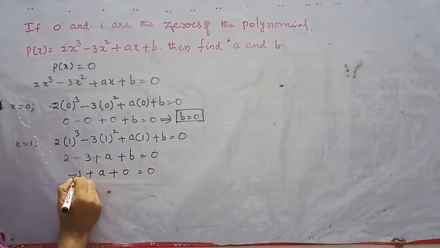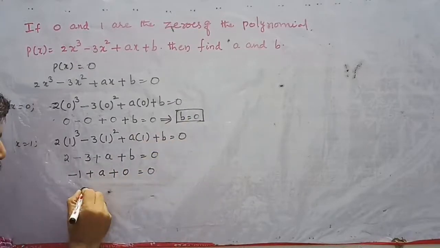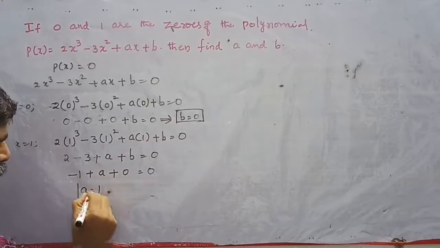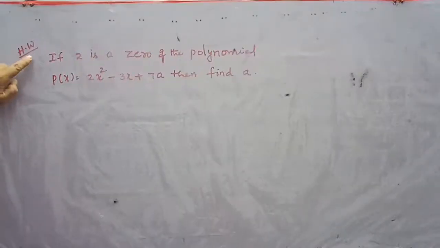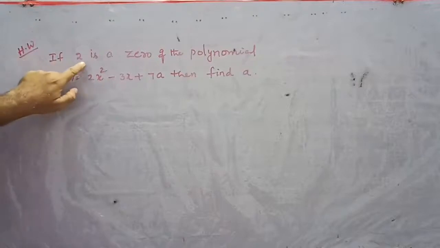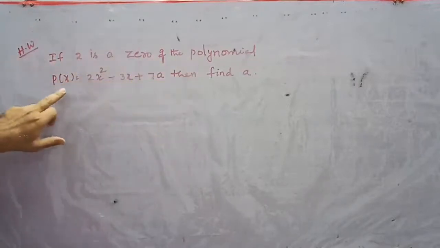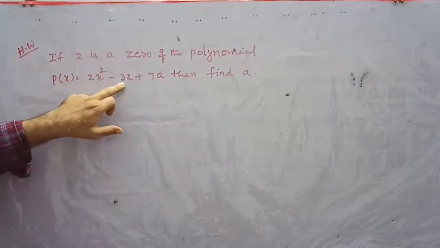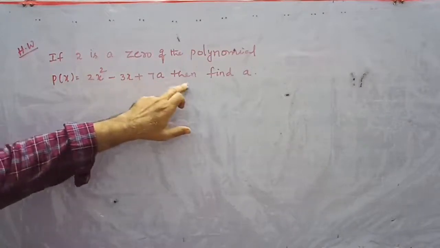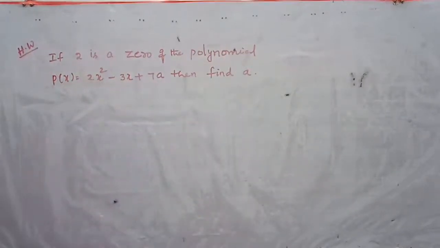You take this minus 1 to this side. So a is equal to how much? 1. You try to do this problem as homework. If 2 is a zero of the polynomial P of x is equal to 2x square minus 3x plus 7a, then find a. Okay? Thank you.